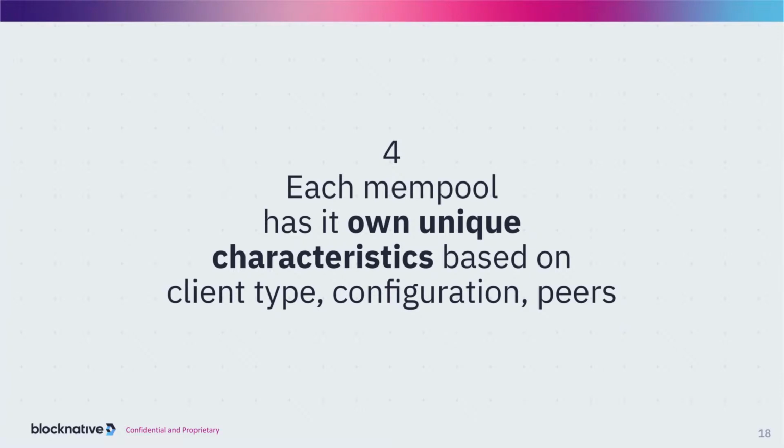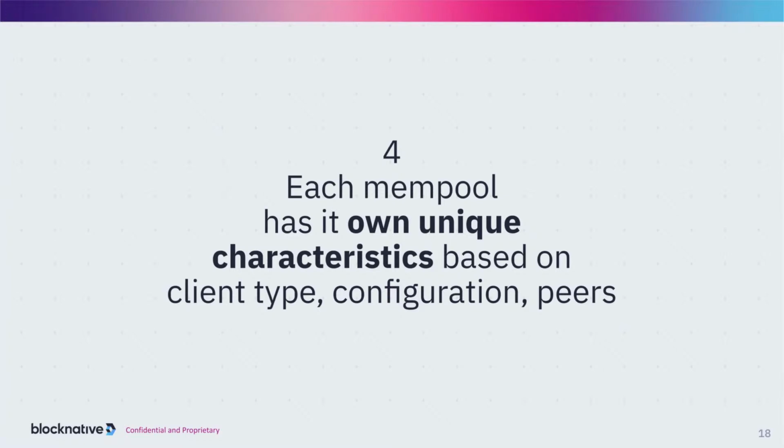Okay, number 4, each mempool has its own unique characteristics based on client type, configuration, and peers. Now, significantly, nodes are not atomic units. They're just computers running software, right? And significantly, that software can be of different client types. The 2 primary client types on Ethereum today are, I believe, at least for execution clients, Geth and Open Ethereum, but there's others, right? And those 2 clients behave differently as it relates to mempools and mempool data. So you actually have some variance between nodes based on the clients they run.